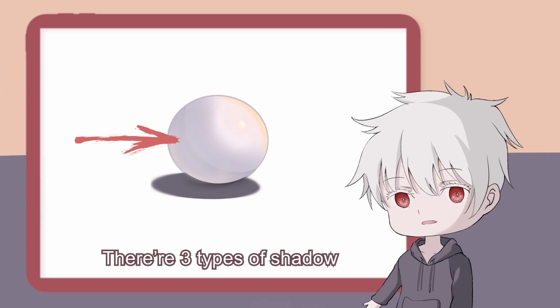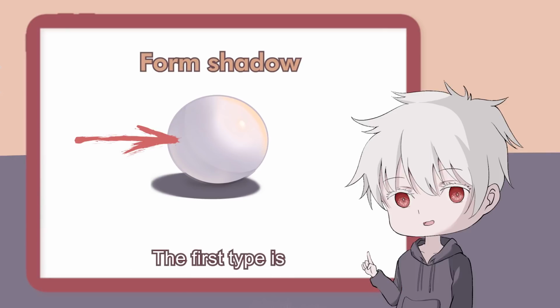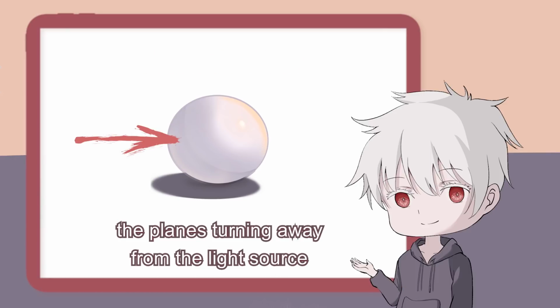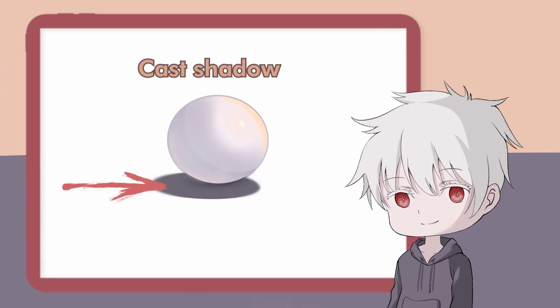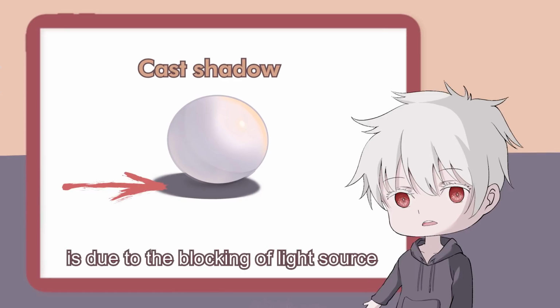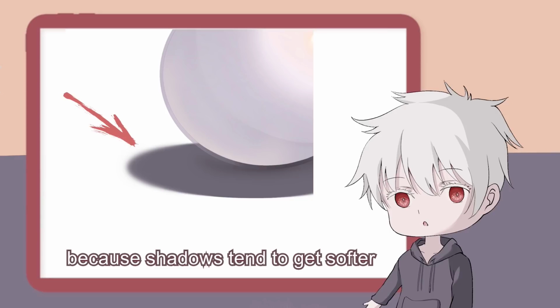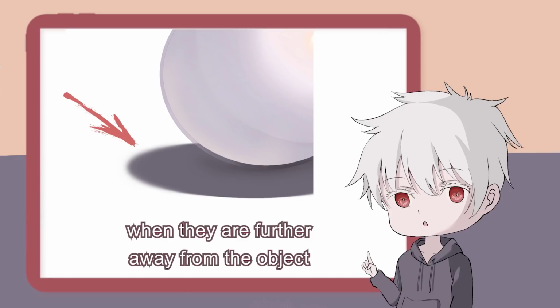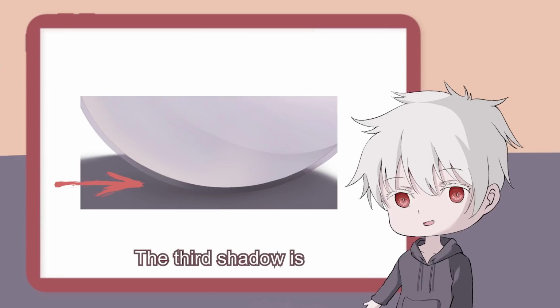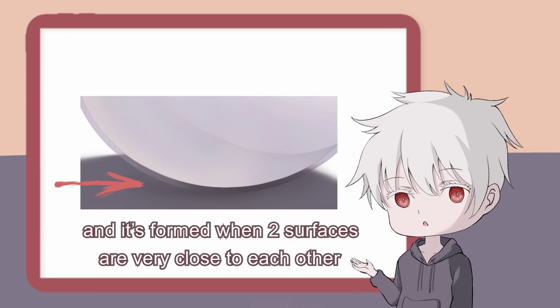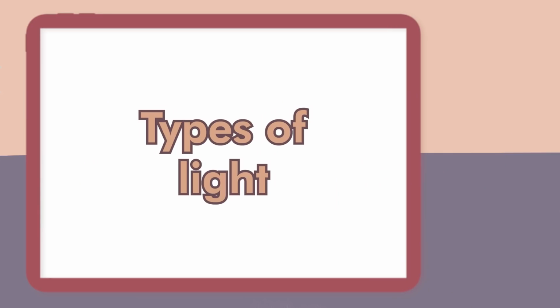There are 3 types of shadow. The first type is form shadow. Form shadow is a shadow caused by the planes turning away from the light source. Cast shadow, on the other hand, is due to the blocking of light source. There's usually a softness at the edge of the cast shadow, because shadows tend to get softer when they're further away from the object. The third shadow is occlusion shadow. Occlusion shadow is the darkest shadow and it's formed when 2 surfaces are very close to each other.